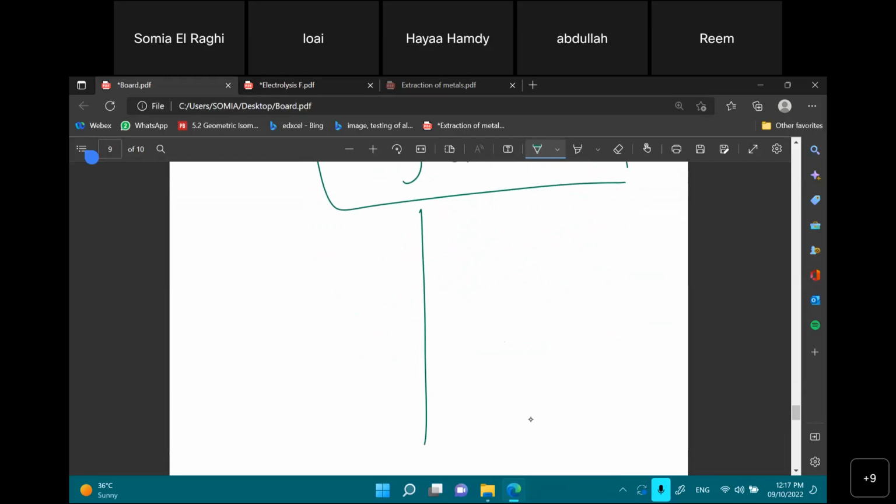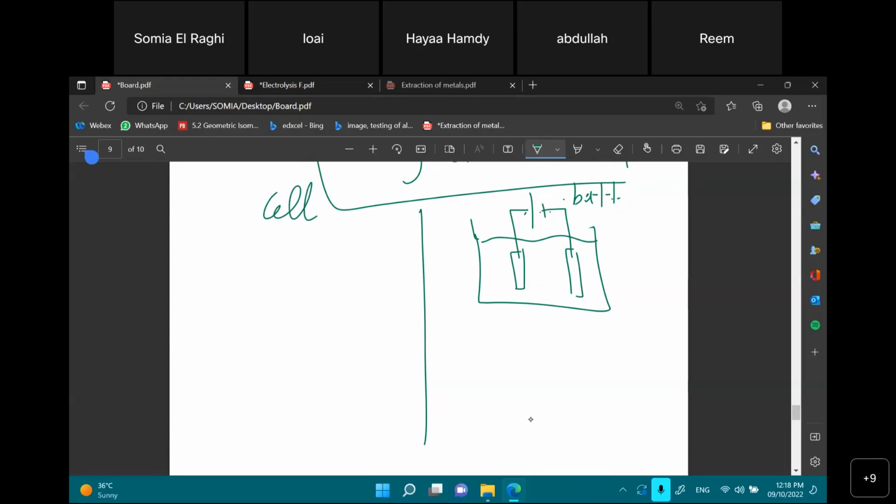I will compare it with electrolysis. I have a cell, a battery here, connected to two electrodes, and I have my electrolyte, whatever electrolyte. In the case of a galvanic cell or a voltaic cell, I will draw, instead of the battery, a voltmeter. What does the voltmeter do? It measures voltage.